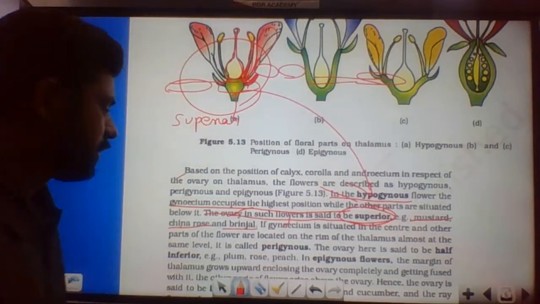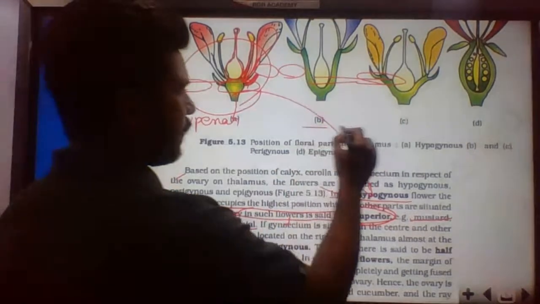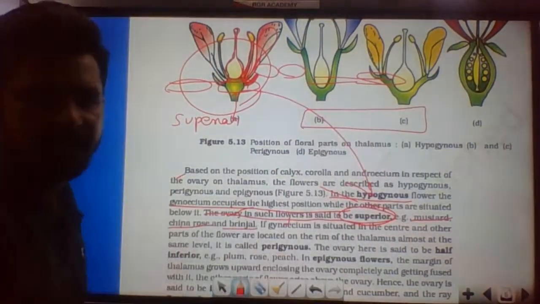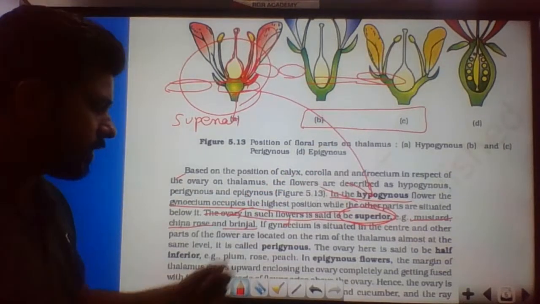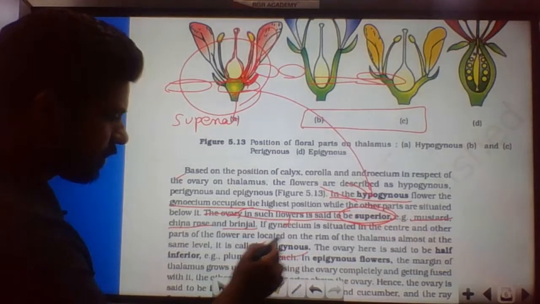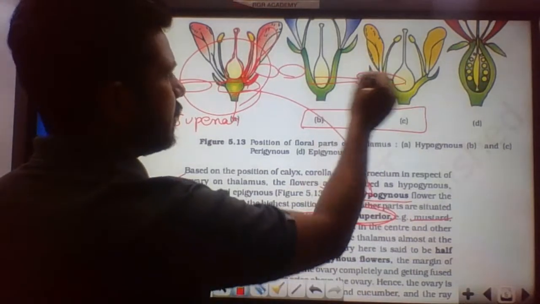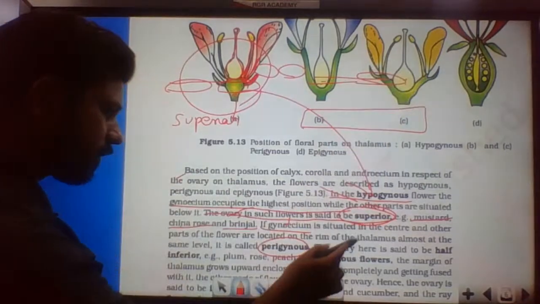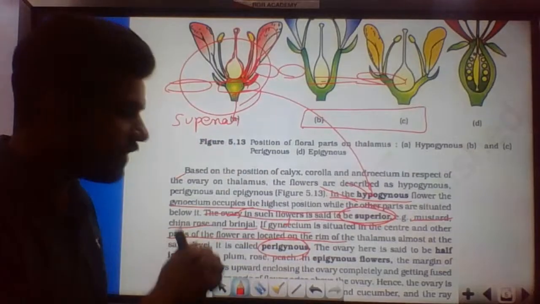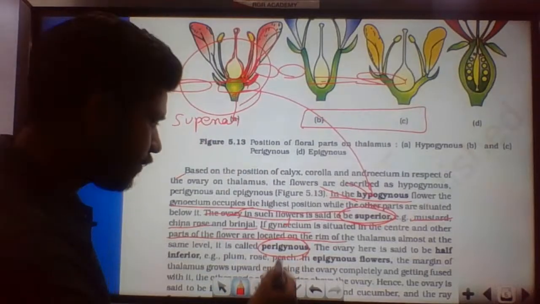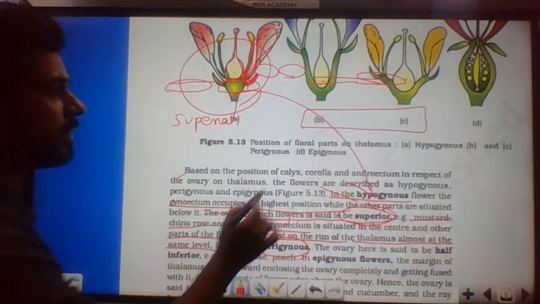Okay, right. So the second one is the perigynous flower. There are two types of perigynous flowers mentioned here, and they have clearly depicted the diagram here. So let me discuss the perigynous flower. If the gynoecium is situated in the center, and the other parts of the flower are located on the rim of the thalamus, almost at the same level, you can see it, right?